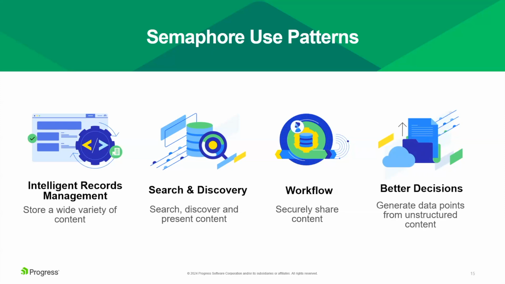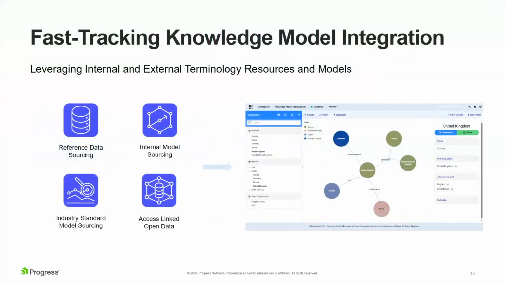Now, the common factor is the application of metadata, but importantly, it's metadata that's based on an understanding of the content that is being processed. And where does this understanding come from? The key is the leveraging of institutional knowledge in what we call knowledge models. All organizations have knowledge models, they just don't call them that. They may be referred to as taxonomies, or ontologies, controlled vocabularies, and business glossaries. And Semaphore simplifies the process of codifying that knowledge into a reusable form.